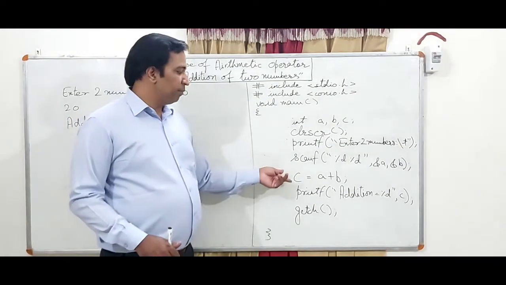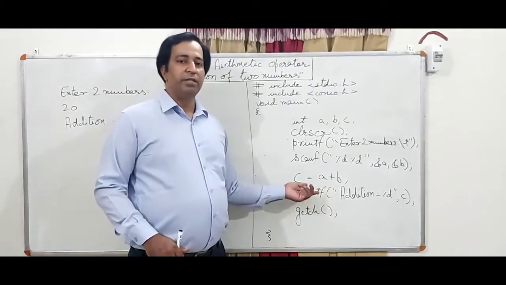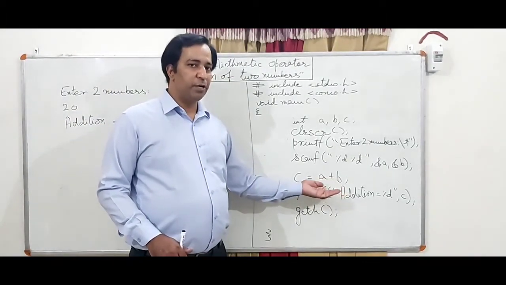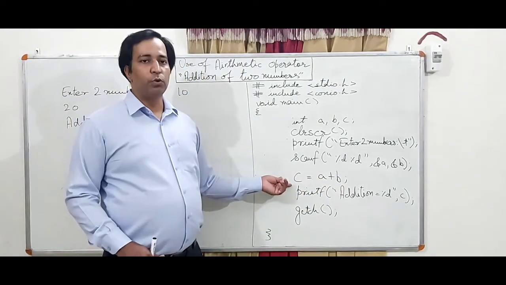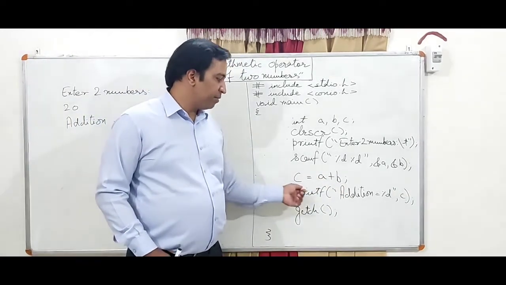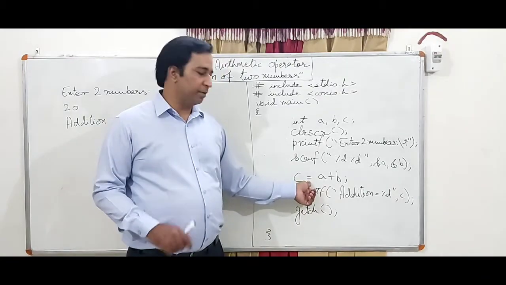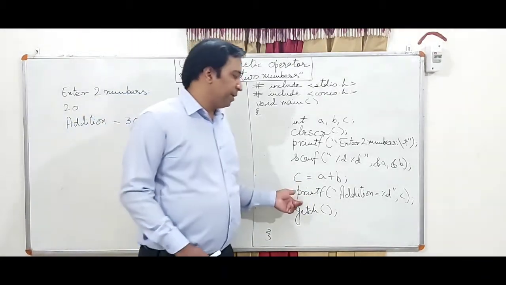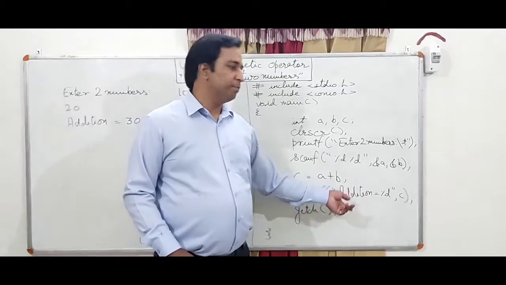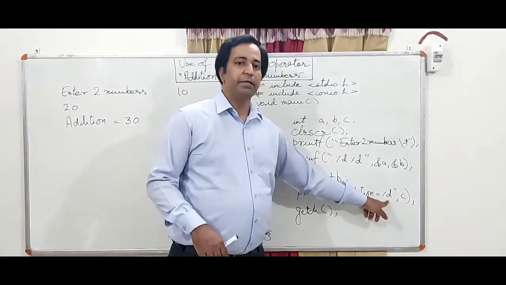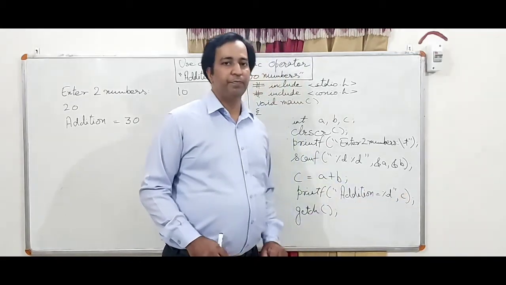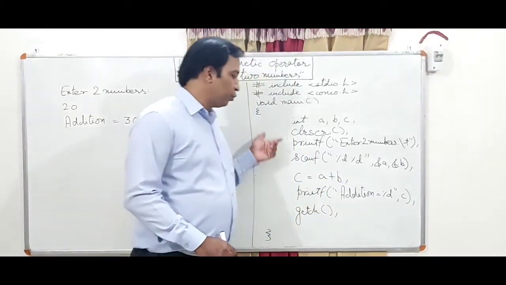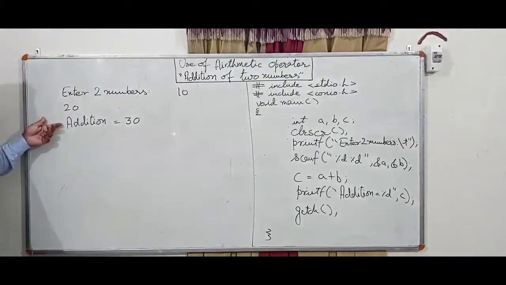The next statement is the same: C is equal to A plus B. That means whatever values have been assigned to A and B should be added, and the result should be stored in C. This is done with the help of the assignment operator, right? Then printf is again the same. %d is the conversion string for integer, and then comma and C, right? Now this program will give you this output.